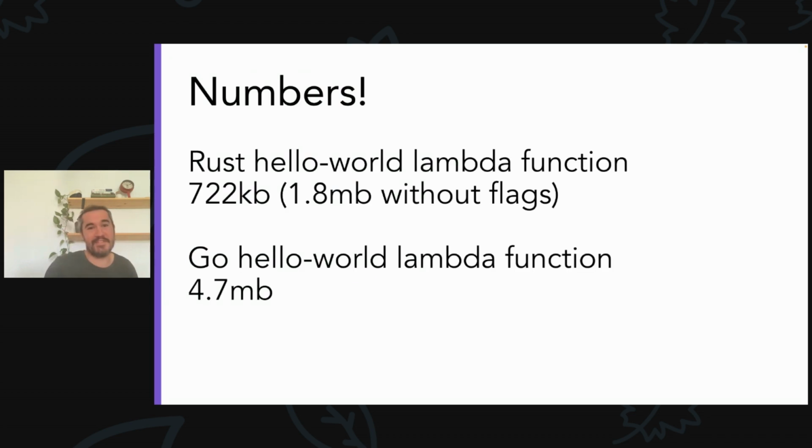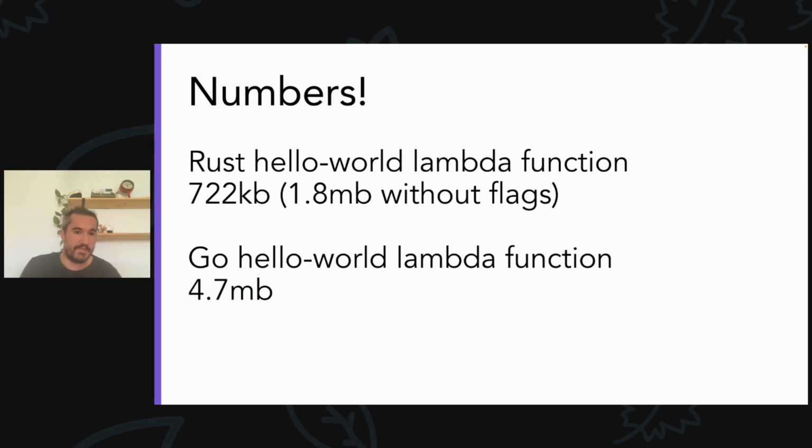So show me numbers now. For the Rust Hello World Lambda function, the size with the 4 flags I've just shown is about 722 kilobytes. So extremely small. For instance, once again, nothing against Go, I need to take another runtime for reference.